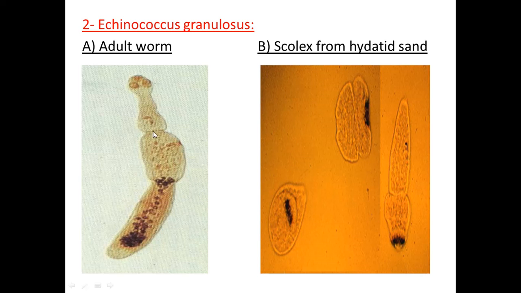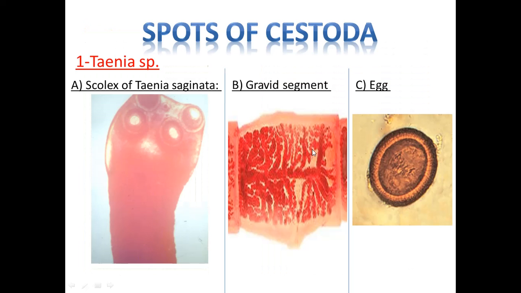The first type is the immature segment, which follows the neck region. After that, this immature segment becomes a mature segment, meaning that it contains the male and female sex organs. And finally, the gravid segments. Gravid means pregnant. Gravid segments contain the uterus containing fertilized eggs. They have a branched uterus containing fertilized eggs.